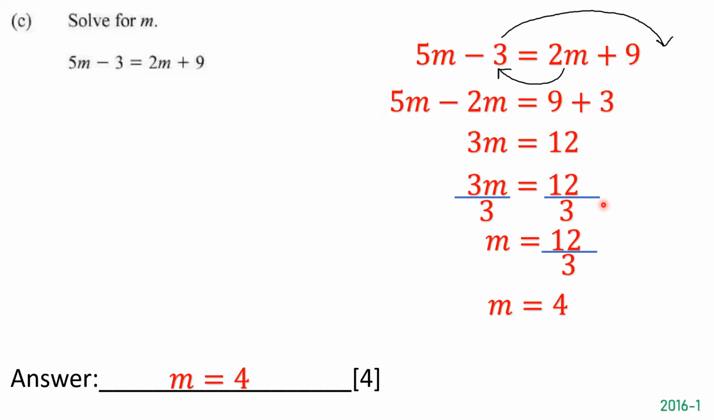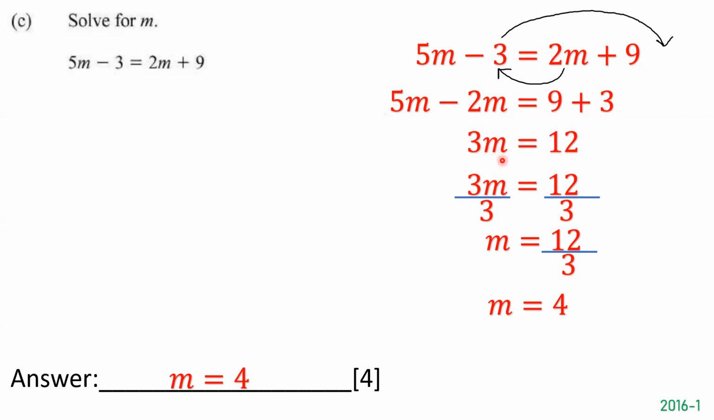Now, in case you didn't get it, let's start from the top one more time. So we have 5m minus 3 equals 2m plus 9. Notice that we send the negative 3 over the equal sign. And because it was negative 3, when we send it over the equal sign, it becomes positive 3. And we have the 2m. When we send it over the equal sign, it becomes negative 2m. We know that 5m minus 2m is 3m, and we know that 9 plus 3 is 12. So we have 3m equals 12.